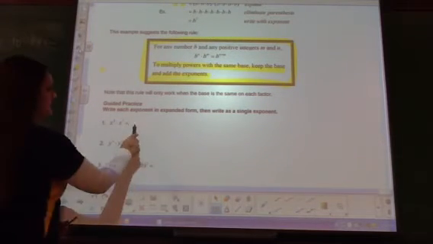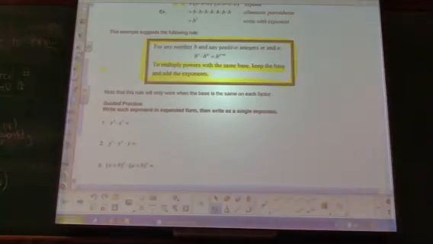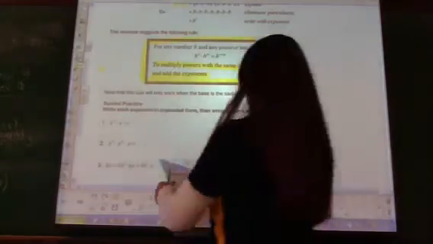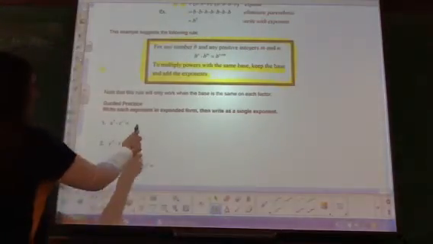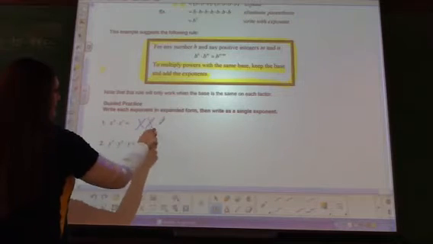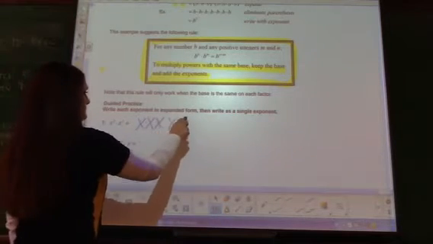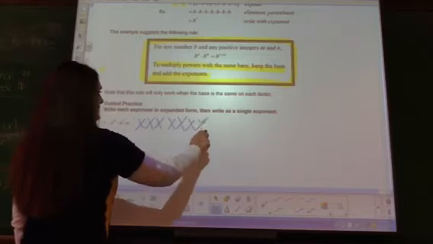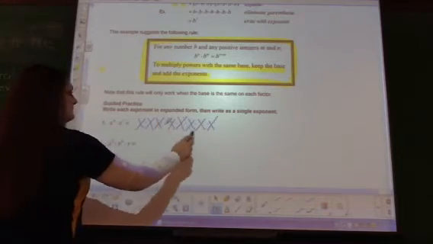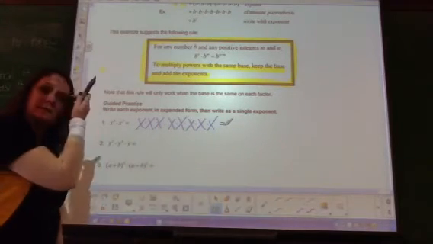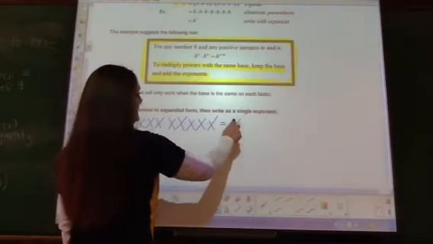This one means x to the third, so there's 3 x's. And x to the fifth, so we have 5 x's. Add all the x's together. So we add all these together, we get x to the 8th.